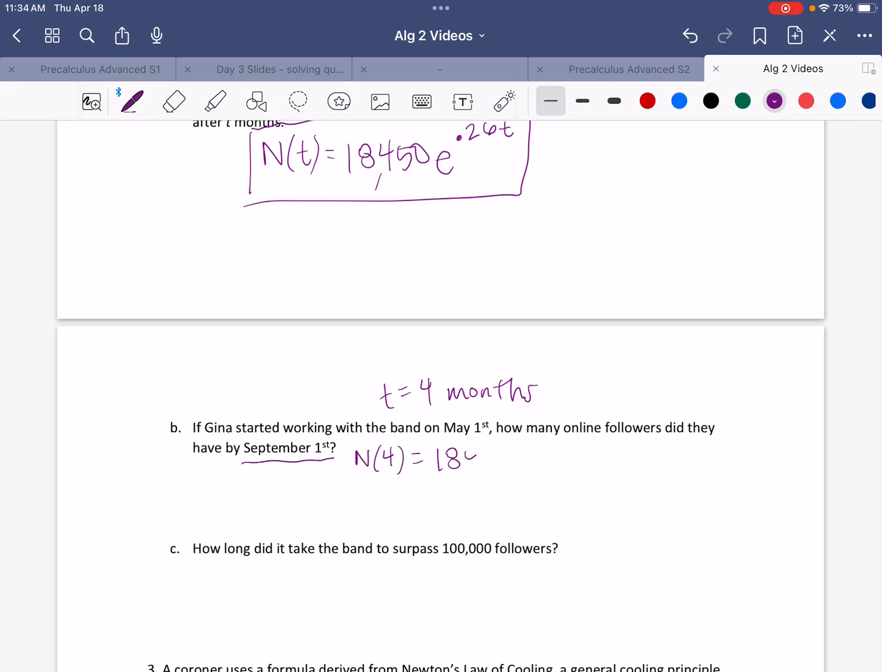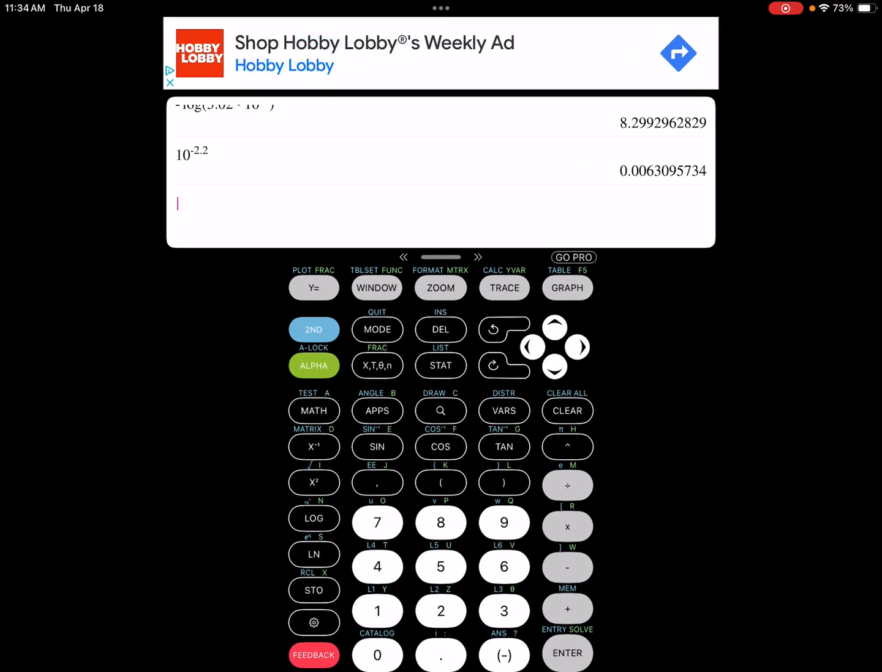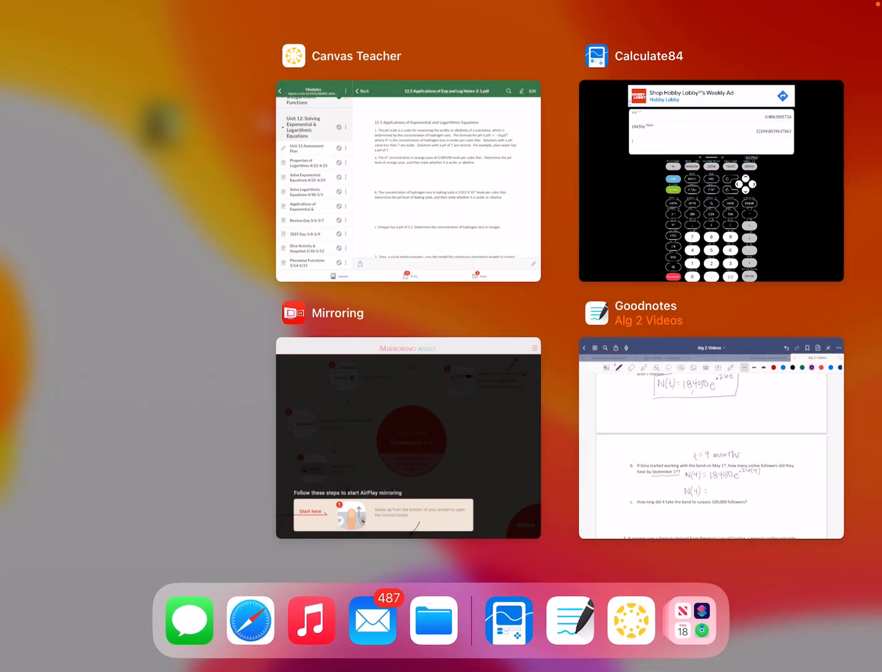It's the starting amount, E, we'll type in the calculator and raise it to the 0.26 times 4. So the number of followers in 4 months is, calculator time, 18,450, second divide, raise it to the 0.26 times 4. You could use a multiplication sign or parentheses, either way. And since we're talking about people, no decimals, please. So I'm going to keep this at 52,199 followers.